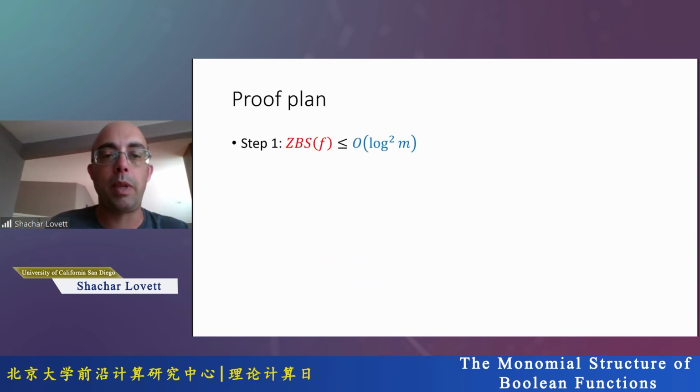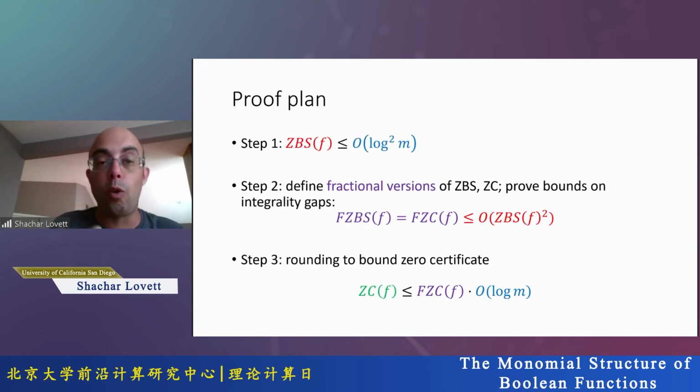But I just want to highlight the overall structure of the proof here. It has three parts. The first part is bounding this asymmetric version of block sensitivity. The second part is looking at something called fractional relaxations and proving some bounds on their integrality gaps. And the third part is using some type of rounding techniques.